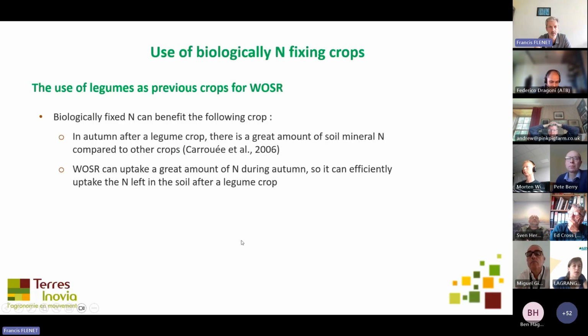Okay. So I will present some results about the use of legumes as previous crops for winter oilseed rape. Fixed nitrogen can benefit the following crop, and especially winter oilseed rape, because in autumn, after a legume crop, there is a great amount of soil mineral nitrogen compared to other crops. And winter oilseed rape can uptake great amounts of nitrogen during autumn. So this crop can efficiently uptake the nitrogen left in the soil after a legume crop.